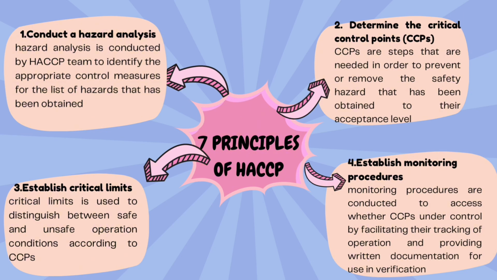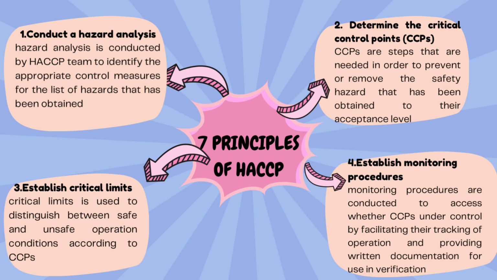The second principle is determine the critical control points. CCPs are steps that are needed in order to prevent or to remove the safety hazard that has been obtained to their acceptable level. Next, we have establish critical limits. Critical limits are used to distinguish between safe and unsafe operating conditions according to the CCPs.